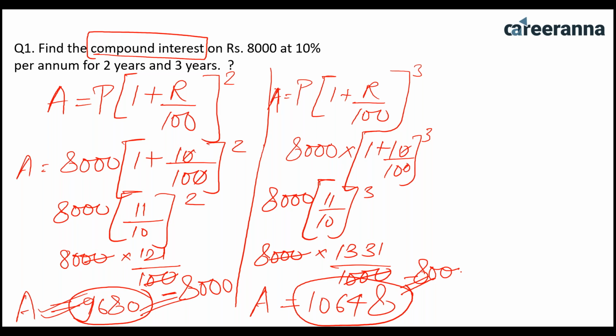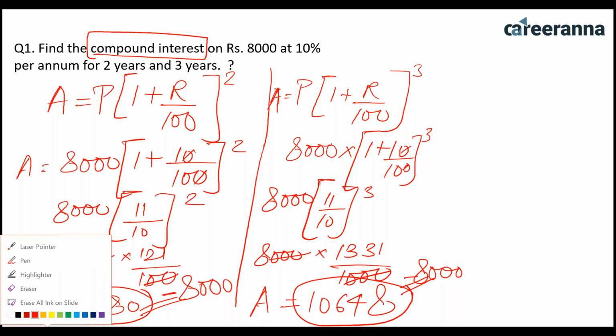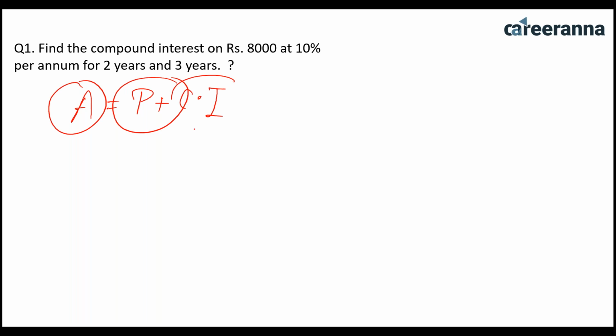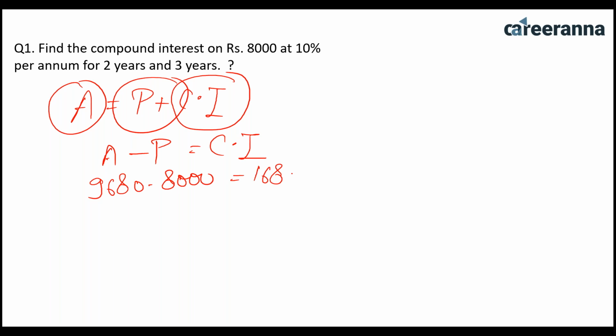Now, why were most of you asking, sir, why? Because I told you that amount is equal to P plus CI, right? You know this value. Now the question is asking about this value, right? So this will be A minus P is equal to CI, right? So this is 9680 minus 8,000, and this is your answer, 1680, and again 10,648 minus 8,000. So these are the general mistakes that a student can commit.